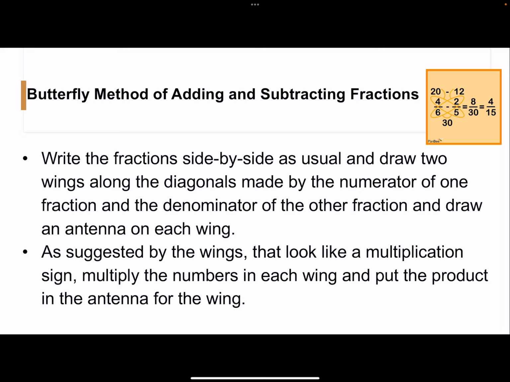Then you're going to draw an antenna on each wing. So here's my butterfly wings. And then you draw an antenna on each wing. It says, as suggested by the wings that look like a multiplication sign, you multiply the numbers in each wing. So 6 times 2 is 12, so you put it in that antenna. 4 times 5 is 20, you put it in that antenna.